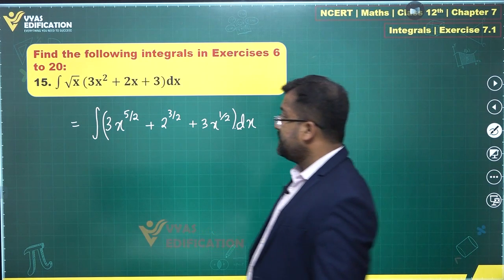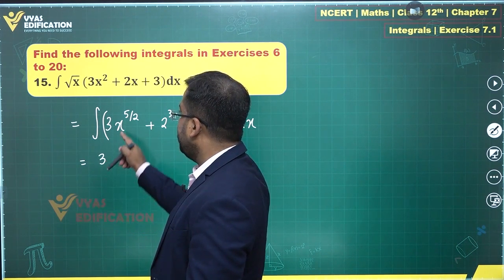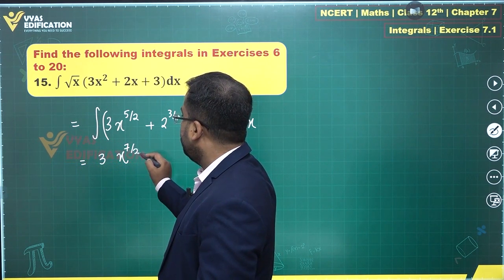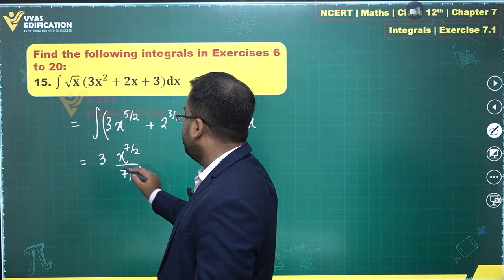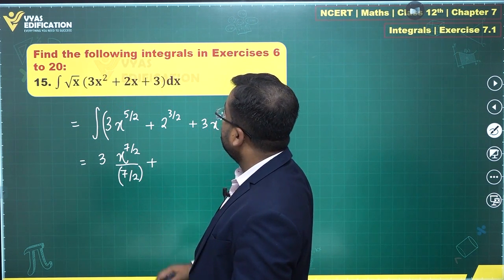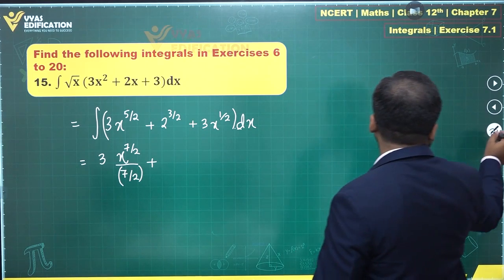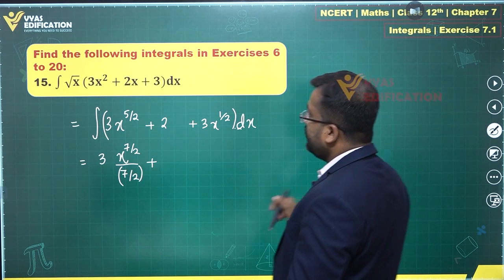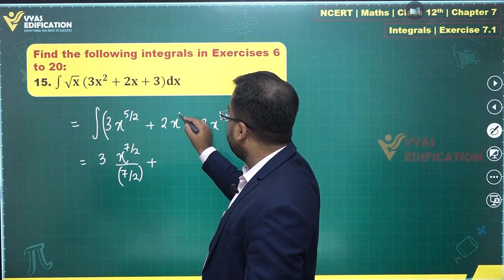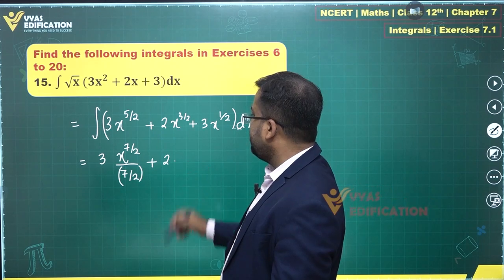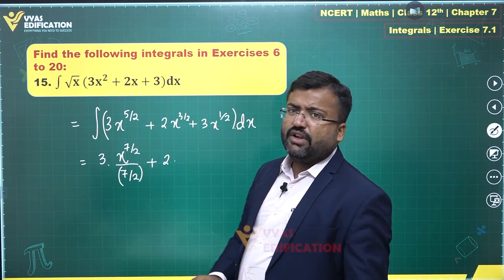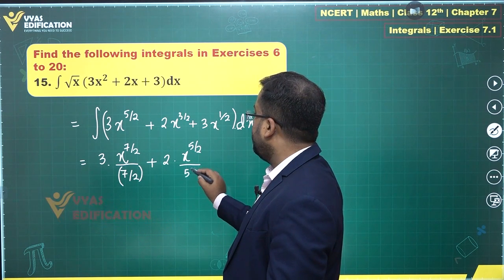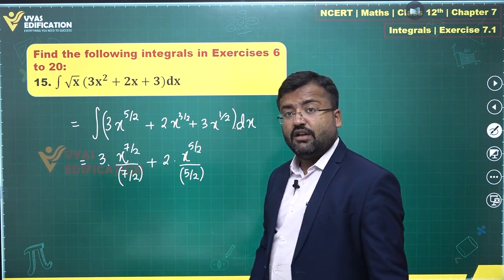I can separate out the terms and see where that takes me. This is 3 times integral of x power 5 by 2. What is integral of x power 5 by 2? This is x power 7 by 2 upon 7 by 2. Plus this is 2 times x power 3 by 2. This is not 2 power 3 by 2. This converts to 2 times x power 3 by 2. The integral will be x power 3 by 2 plus 1, which is x power 5 by 2. In the denominator you will have this 5 by 2 only.